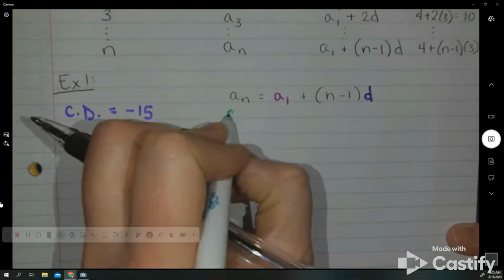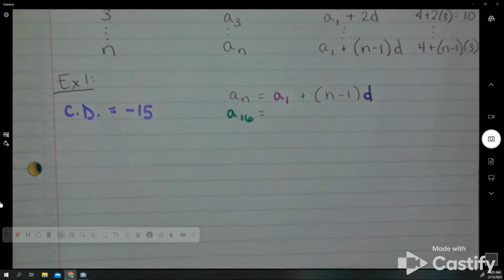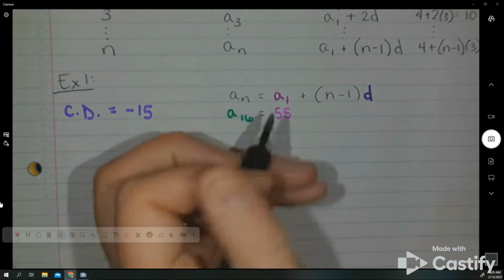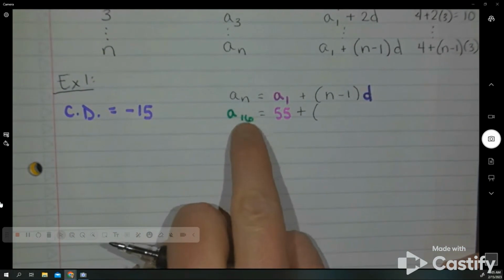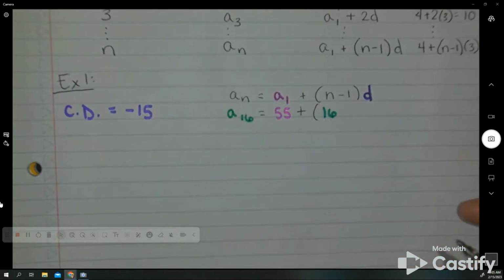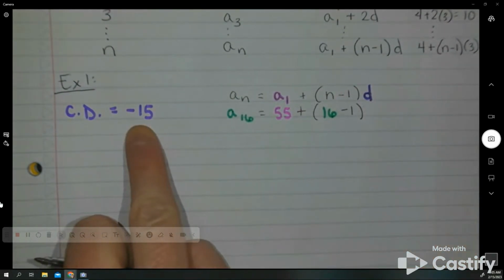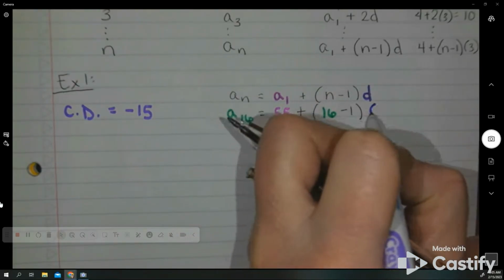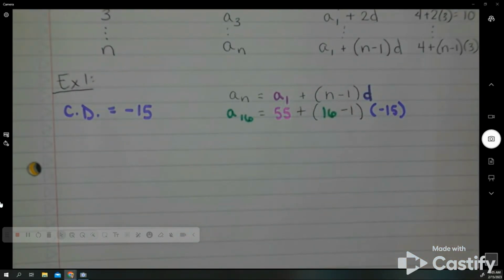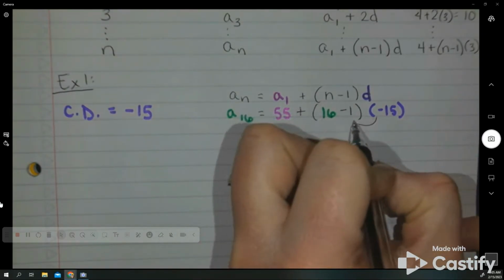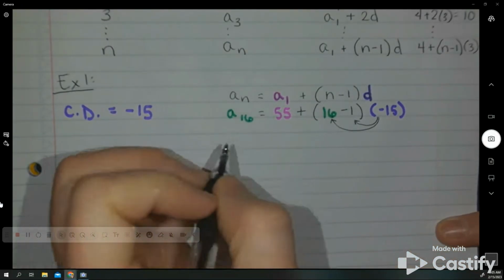So we've got A of 16 here, and that equals 55, our first number, plus, now we were doing A of 16, so 16 was n, so we plug in 16 here, minus 1 times the common difference, which we know is negative 15. Now remember, since it's multiplication, we should put it in parentheses so we don't think that it's subtraction. All right, so remember, we always take care of our multiplication first. So we're going to multiply both sides here by negative 15.